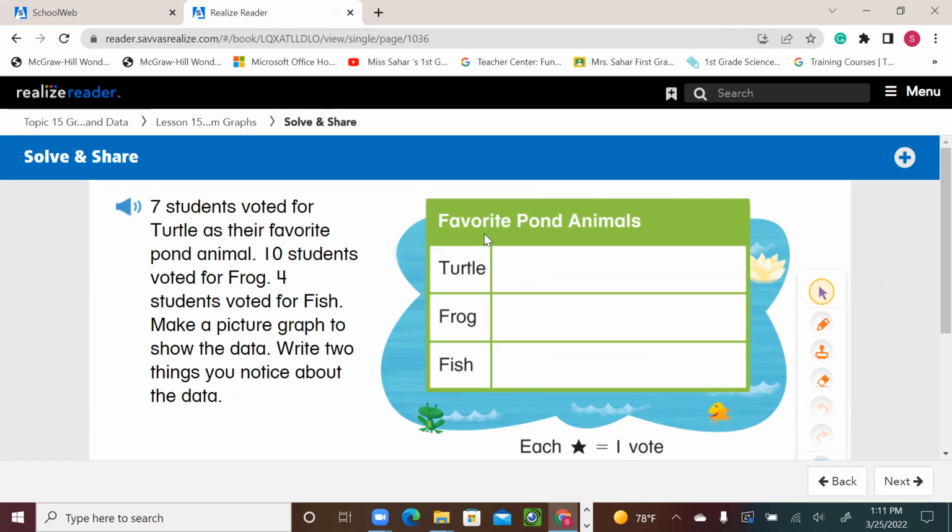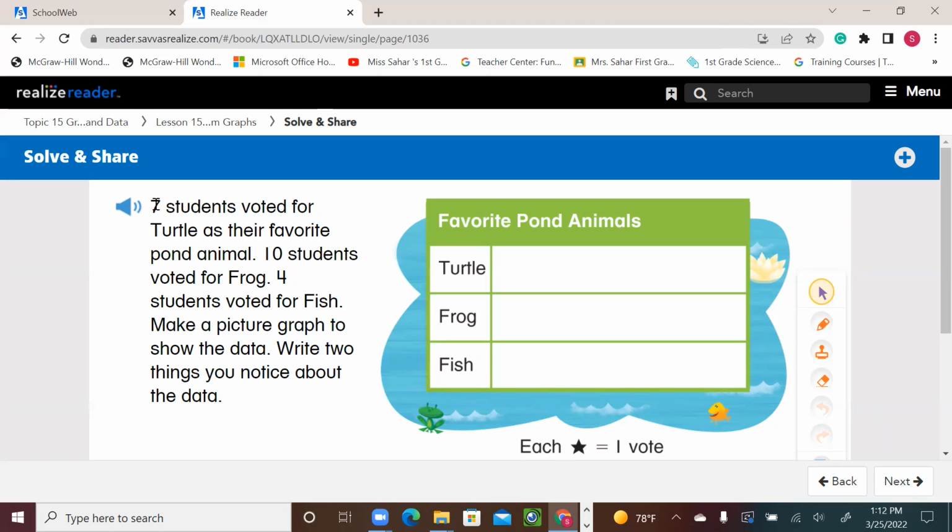All right, so these are the favorite pond animals, and these are the names of the animals. This is the title of the graph. So what we have here: 7 students voted for turtle as their favorite pond animal, 10 students voted for frog, and 4 students voted for fish. So we have turtle, frog, fish. Each star represents 1 vote, or 1 voice.